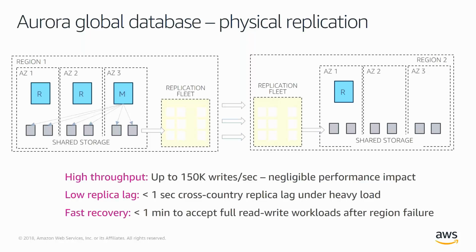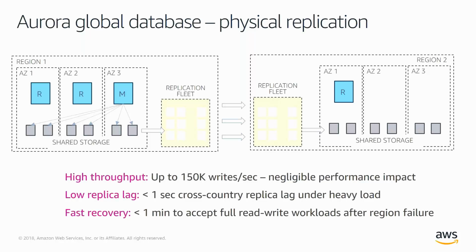But for a lot of customers, they really see the great value in global databases because it allows up to 150,000 writes per second with a negligible performance impact. Because with this, we're not generating binlogs anymore. There are no more binlogs, which means we're not consuming those compute resources on either the writer or the reader. Low replica lag. So even under heavy load, the cross-region replica is on average less than 1 second behind the writer. So that's pretty phenomenal.